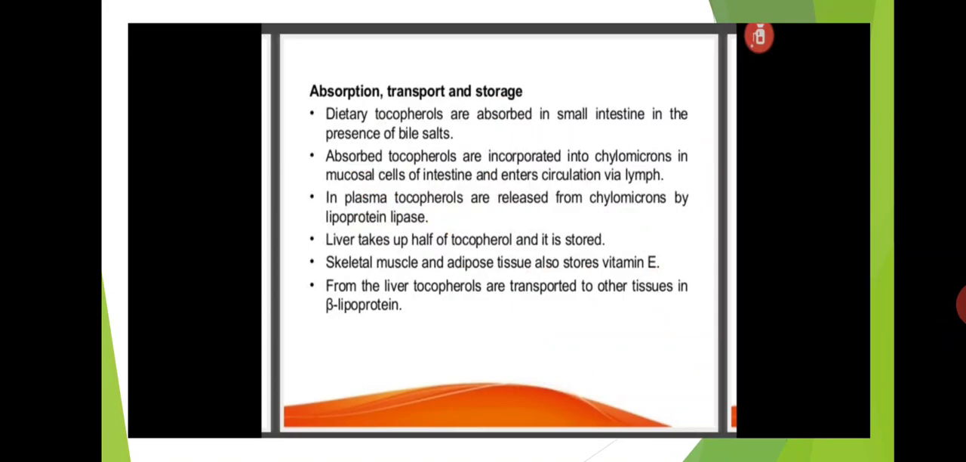These are stored in the liver, as we have already discussed. From the liver, these tocopherols are transported to other tissues in beta lipoprotein.